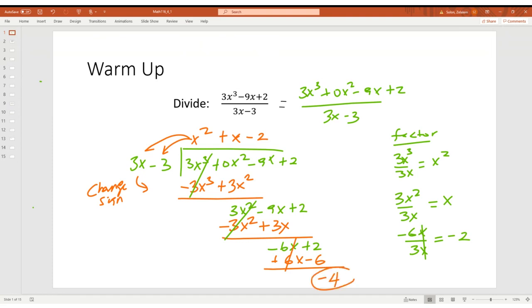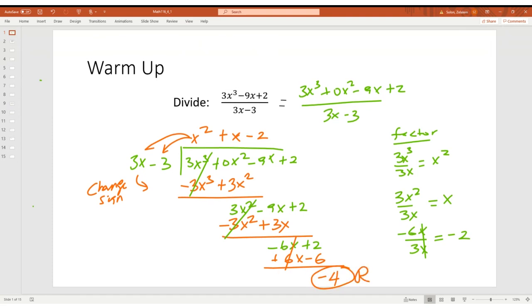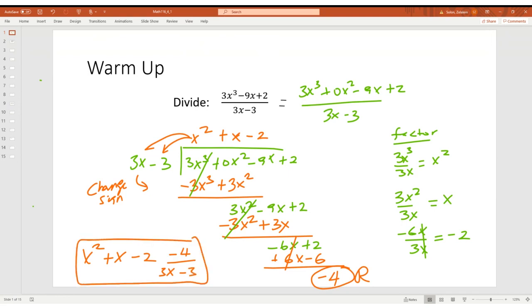Okay, that's the remainder. And the answer is x squared plus x minus 2 minus 4 over 3x minus 2. Excellent. So we have the correct answer by Norma.